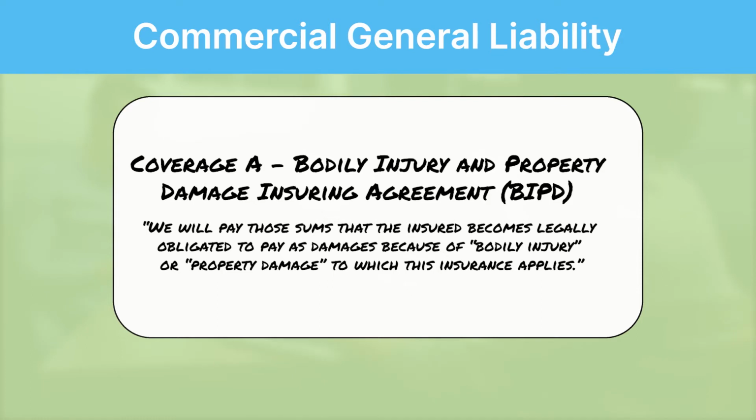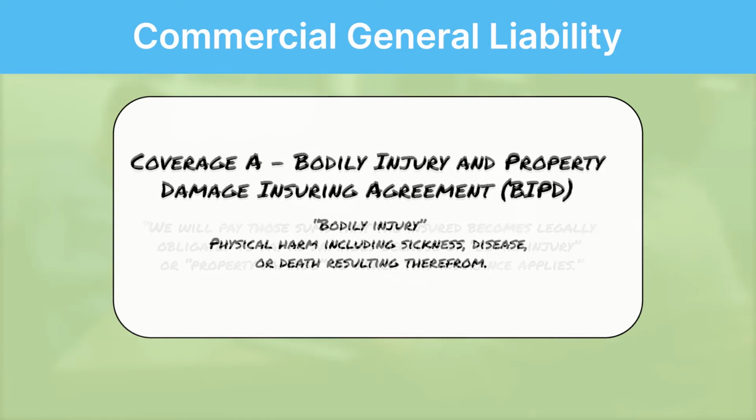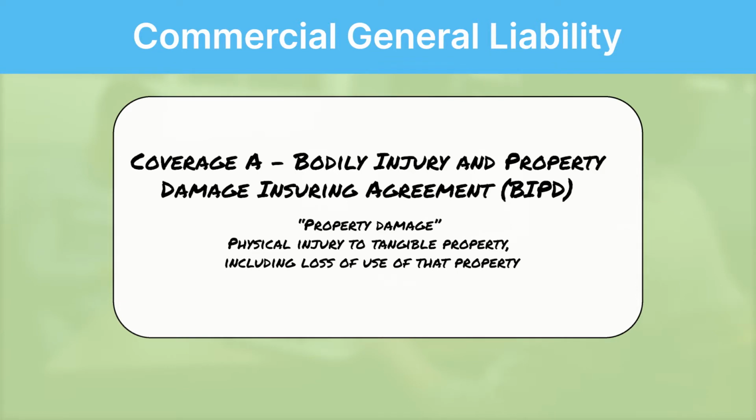For the coverage to respond, the claim must be against someone who has the status of insured. There must be a legal obligation to pay a third party, and that obligation must be for damages. Damages being what a court would assess in monetary terms. Bodily injury being physical harm, including sickness or disease or death resulting therefrom, and property damage being physical injury to tangible property, including loss of use of that property.